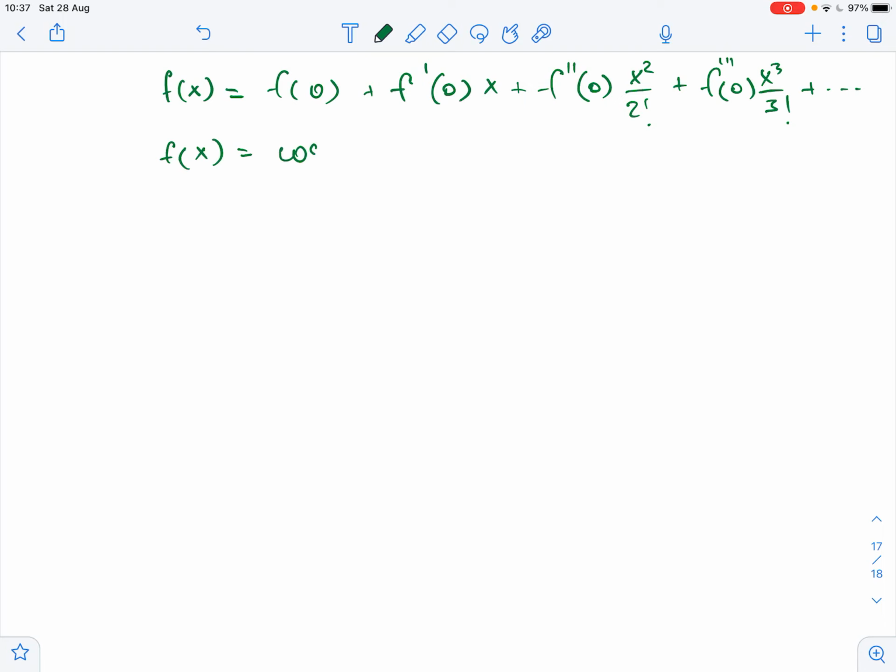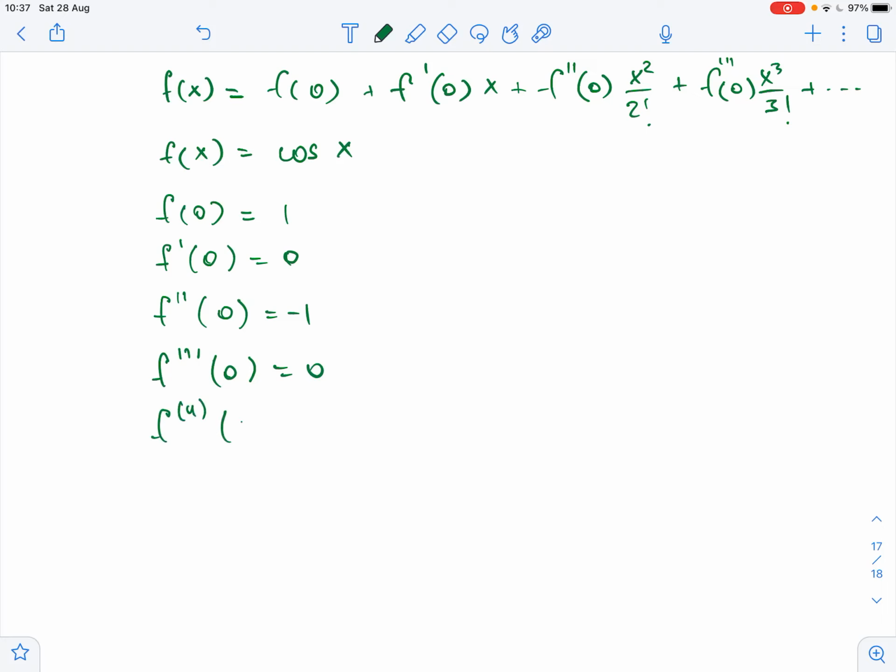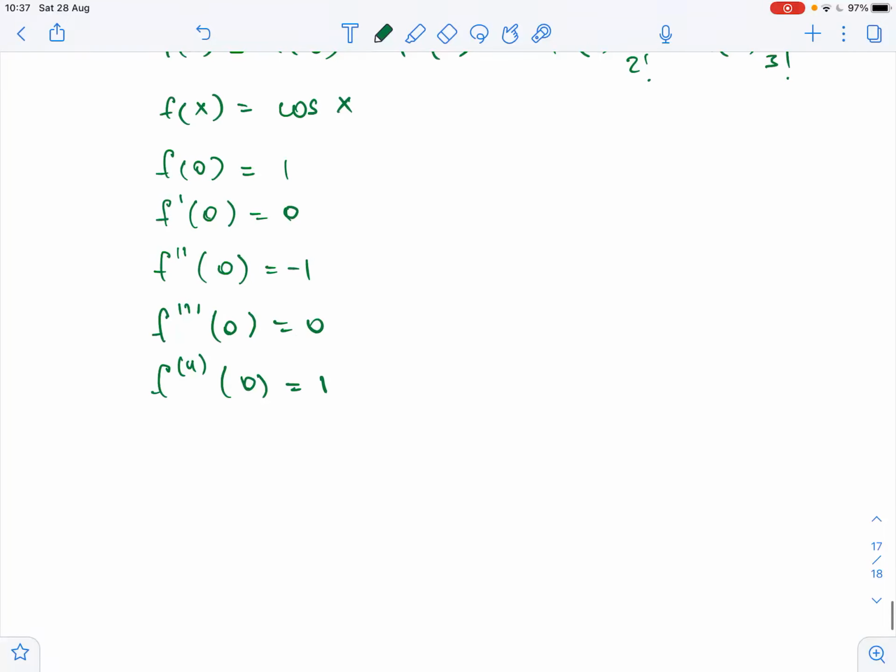In our case, f of x equals cosine of x. So let's compute the first few derivatives of cosine of x. So f of 0 equals 1, then f prime of 0 equals 0, the second order derivative of f of 0 equals -1, the third order derivative of f of 0 equals 0, and the fourth order derivative of f of 0 equals 1. So let's use it.